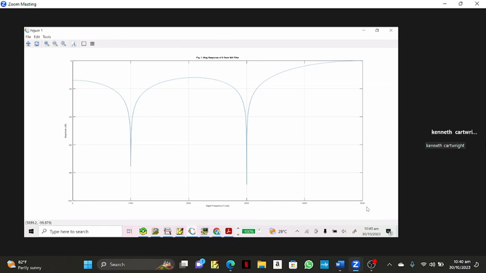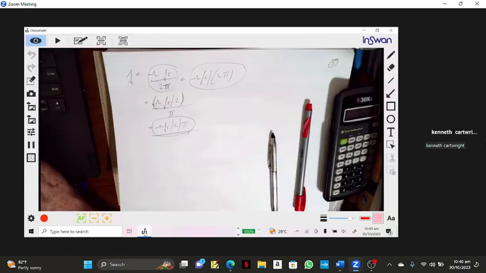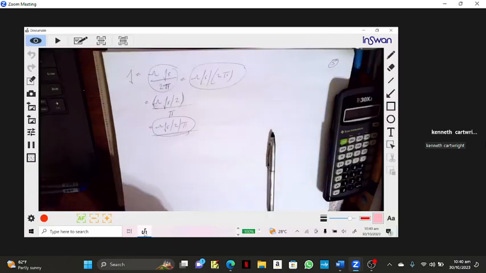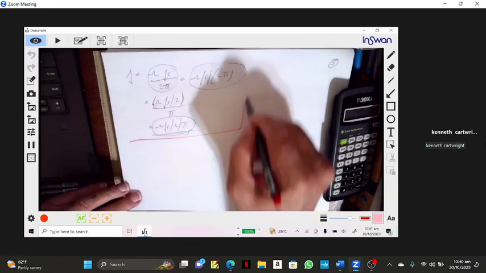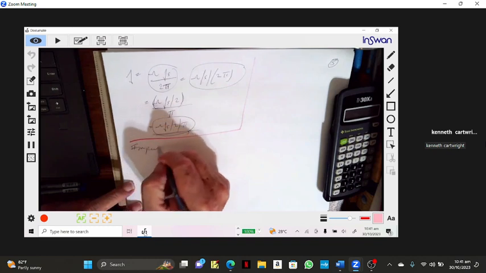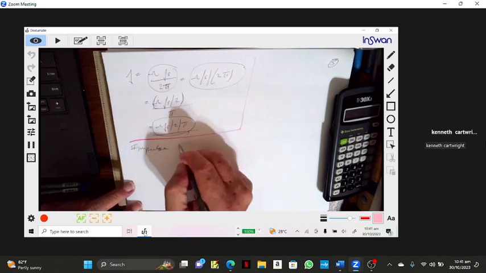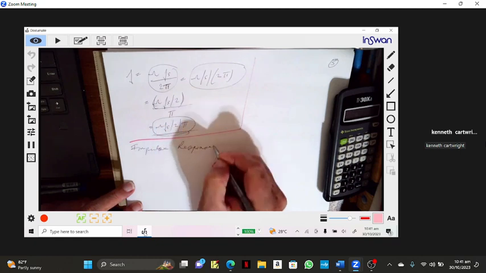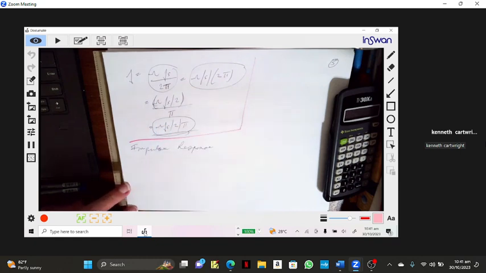Next thing I want to go to is sine response. We know impulse response. What do you need for impulse response? Tell me what impulse response is.